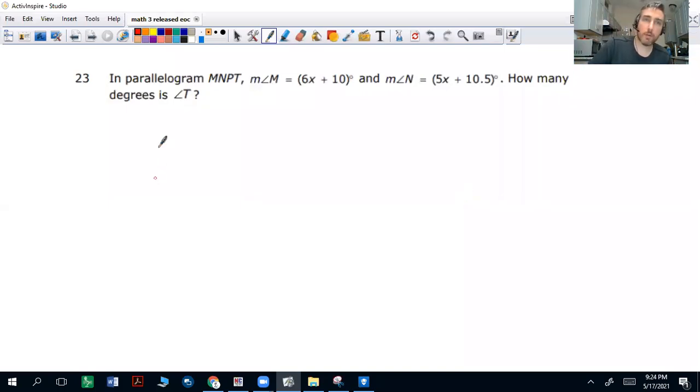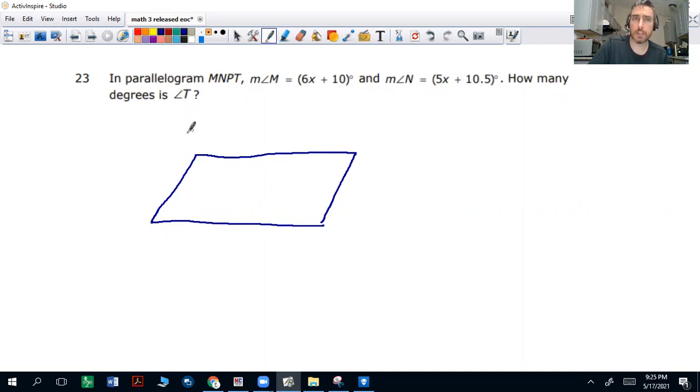Now here's question 23. We got a parallelogram on our hands, parallelogram MNPT. First, when drawing a parallelogram, parallelograms kind of look like this. Opposite sides are parallel, and when you're naming it, it doesn't matter where you start. I'm gonna start here, but you got to go around. You can't skip. So MNPT. Don't do skipping. Go around it.